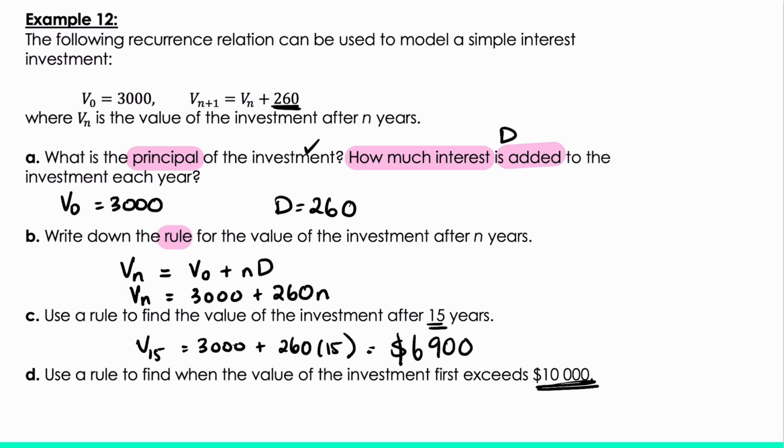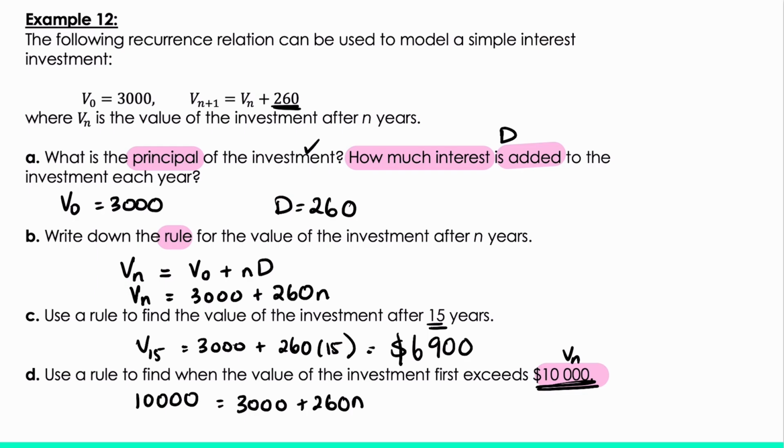And for the last one, use a rule to find when the value of the investment first exceeds 10,000. Now this is the really cool thing about the rule. With our recurrence relation, we had to keep pressing enter until we got to over 10,000. But now, because I can write a rule, I can actually use a function on the calculator called solve. So 10,000 is what our Vn is. That'll equal 3000 plus 260n. If you forgot where I got that, that is our rule. And I want to figure out for what value of n it is going to equal 10,000.